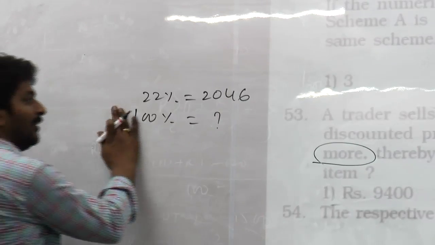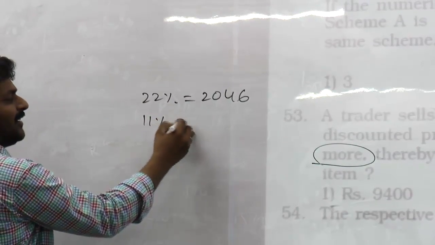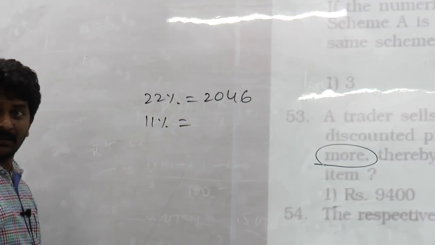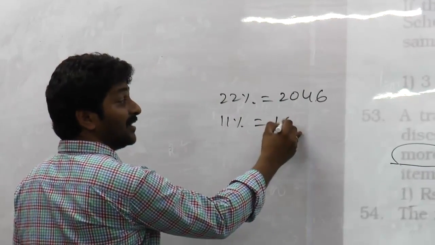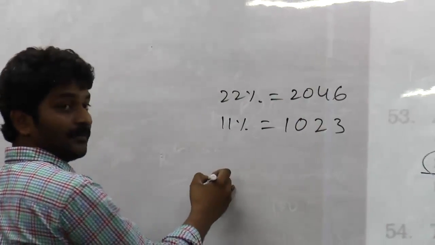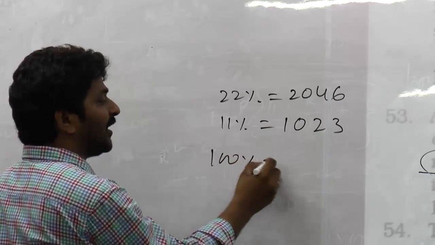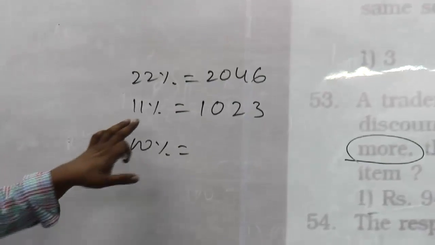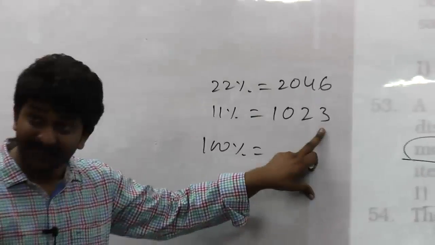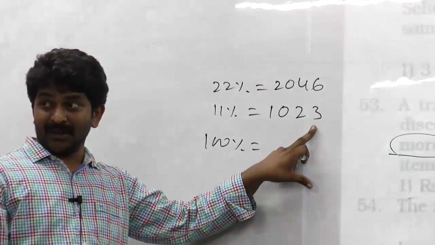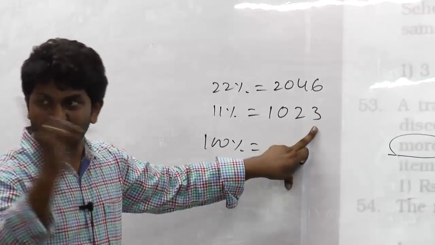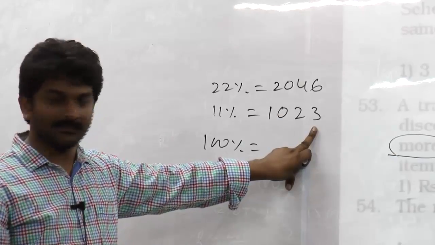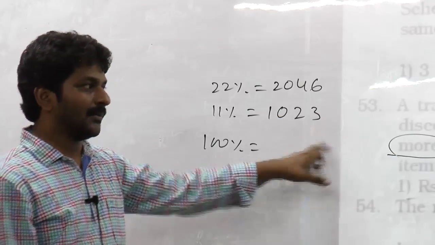From this, you can get 11%, right? Yes, sir. How much is that? 1, 0, 2, 3. And now you need to calculate 100%. 11% ends with 3, right? One option should end with 3 then. Yes or no? How many options are there?